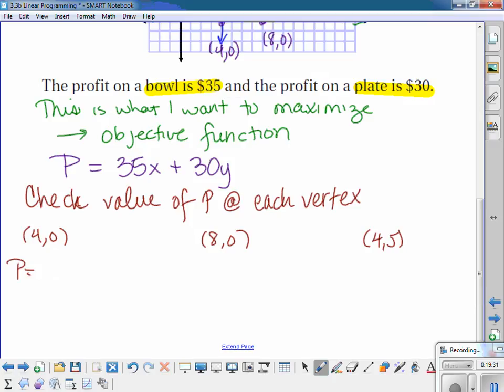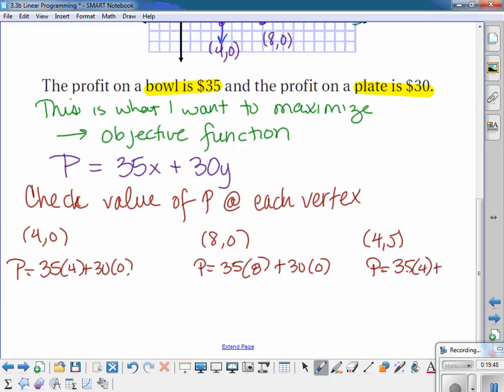So if I plug it into the first one, I have 35 times 4 plus 30 times 0. For the next one, I have 35 times 8 plus 30 times 0. And then I have 35 times 4 plus 30 times 5. So for the first one, I get $140. For the next one, I come up with $280. And for the last one, I came up with $290.